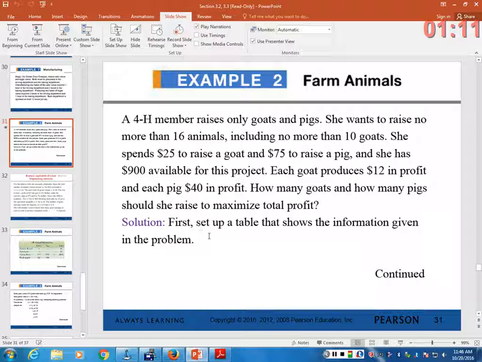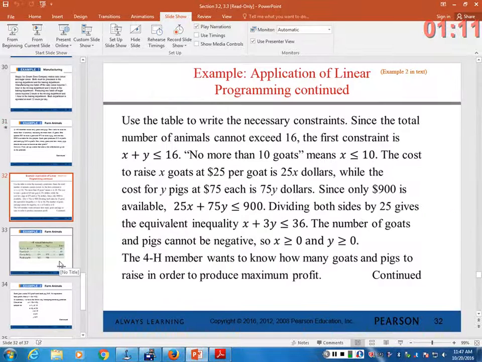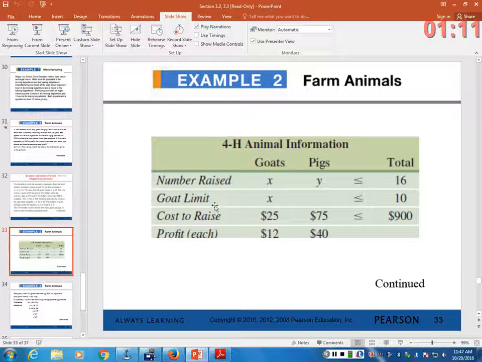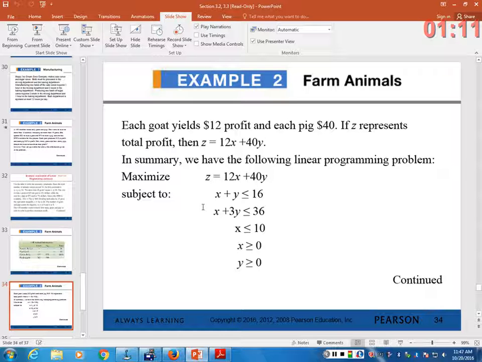The solution is to first set up a table that shows the information in the problem. And then use the table to write the constraints. So this is the table. X plus Y has to be equal to or less than 16. X has to be equal to or less than 10. And her cost for raising is 25X plus 75Y has to be equal to or less than the $900 she's got to spend. And her profit is $12 times the goats plus $40 times the pigs. So this is what her system looks like. This is her profit function.